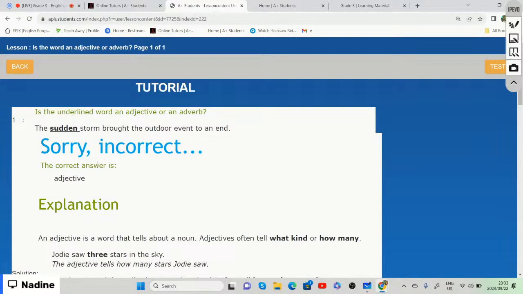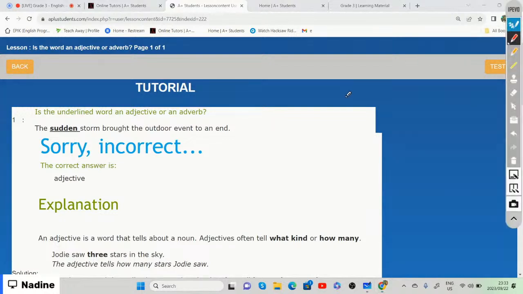All right, so sudden storm, right? And sudden is an adjective. It's an adjective, and it tells us about the noun, which is storm. So it's an adjective.